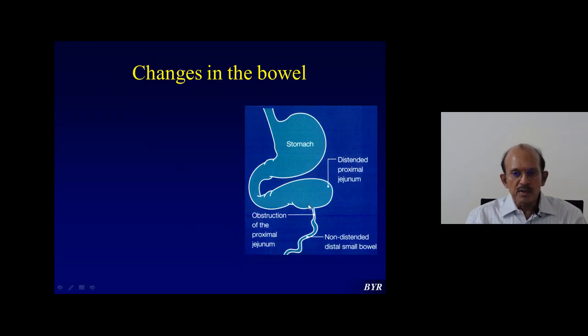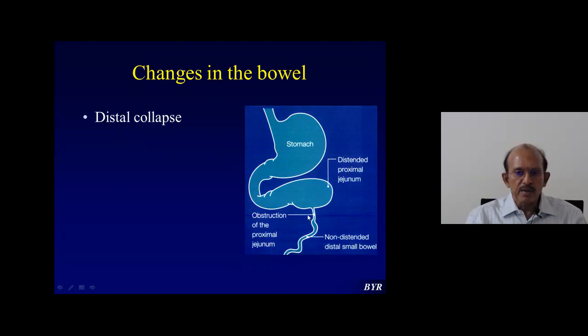Proximal to the obstruction, there is gross distension. The stomach, duodenum, and jejunum are grossly distended. Then distal to the obstruction, what happens? There is collapse of the bowel. The bowel has collapsed. So there will be distal collapse.